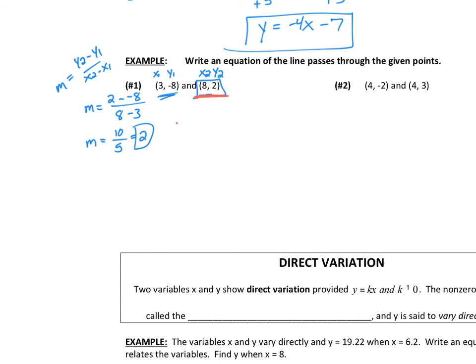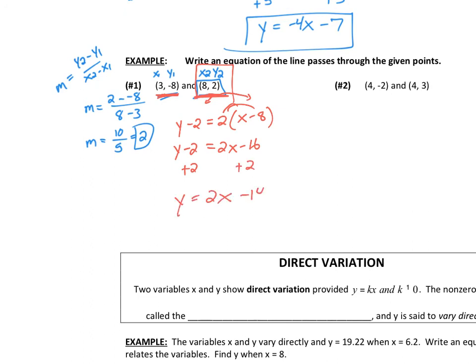We would get y minus y1, so it would be y minus 2 equals the slope, which is 2, times x minus x1, so x minus 8. Again, you can plug in this point or you can plug in the other point. I chose the second point, so I put 8 and 2. Okay, and then when you solve this, you would get 2x minus 16, so it'll be y minus 2 equals 2x minus 16, and then you add 2. y equals 2x minus 14.